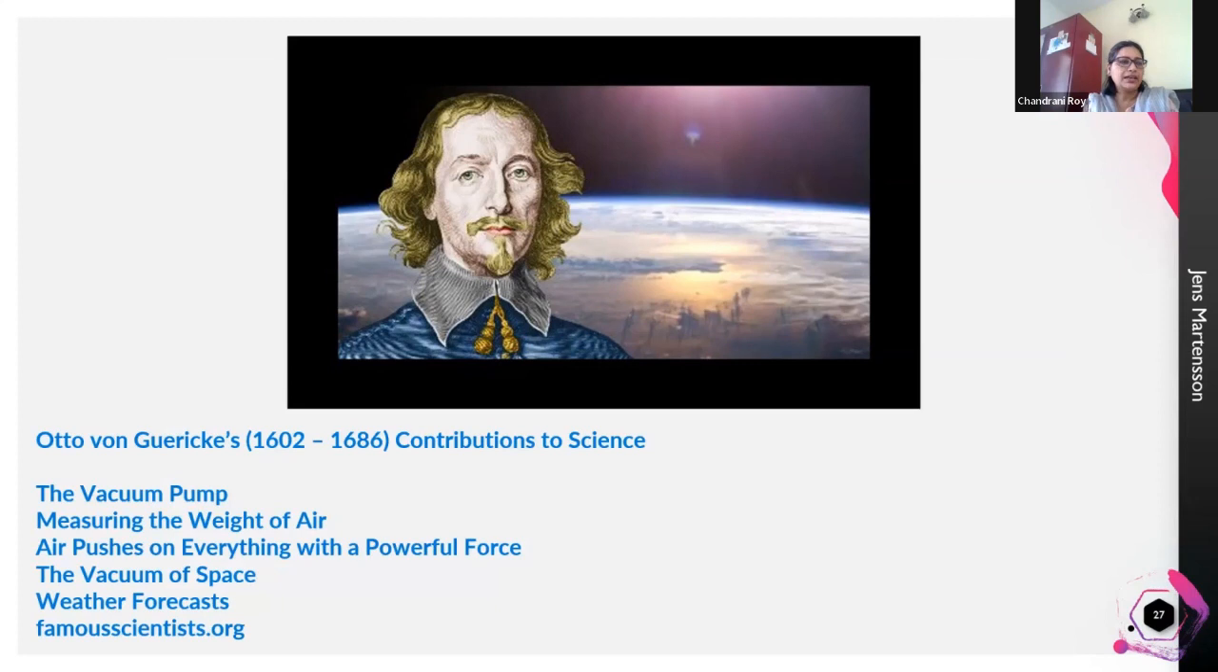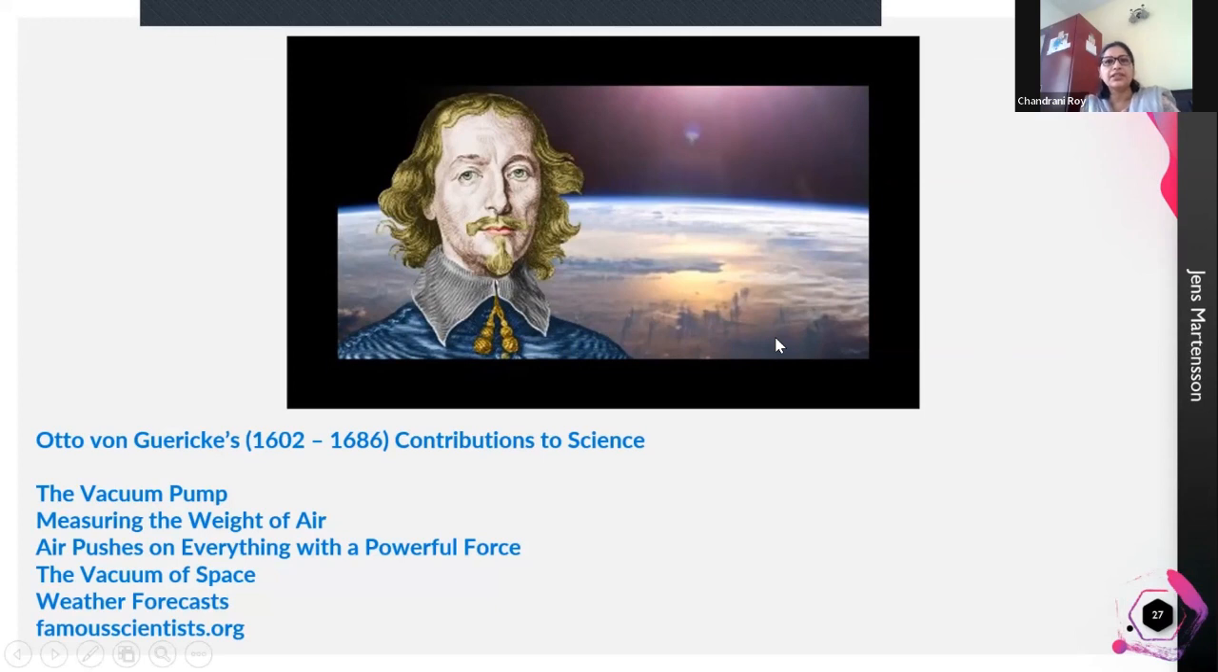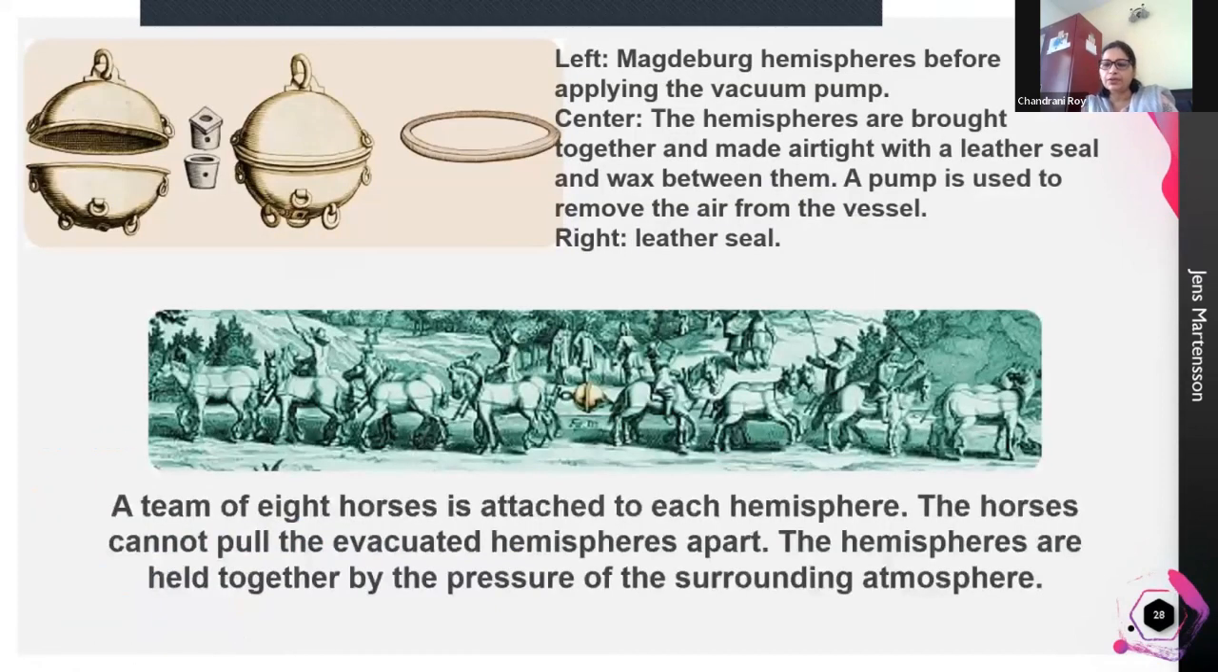And then we have the very significant contribution of Otto van Guericke. We can talk about scientists to our children. Otto van Guericke was a German scientist, and he had a lot of contributions to science: the vacuum pump, the measuring of the weight of air. And as you can see, I have listed them, and out of them, air pushes on everything with a powerful force. So we can ask our children to learn more about Otto van Guericke.